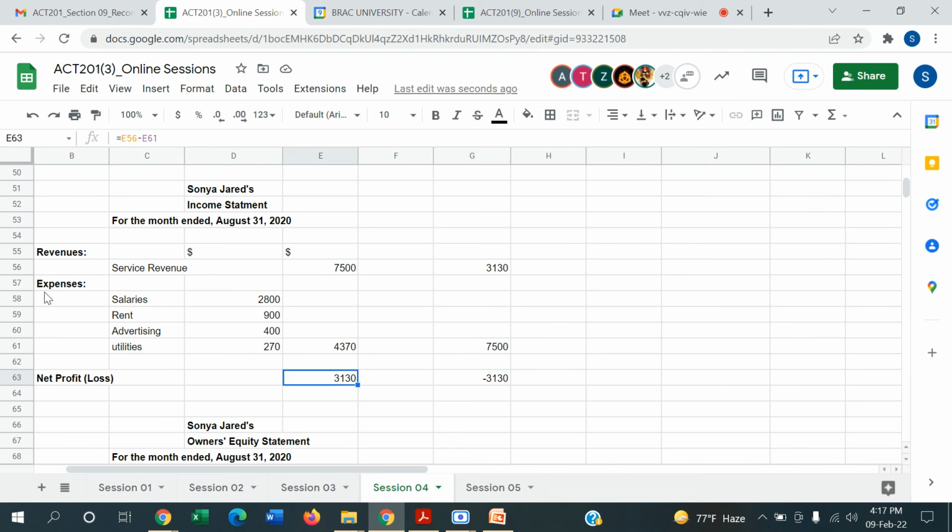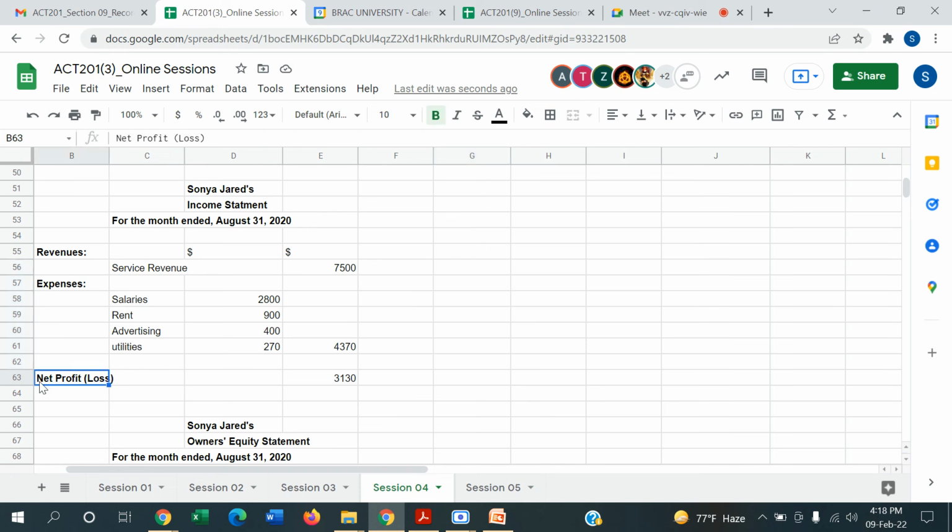This is why I am suggesting you follow the same format: revenue, expense, and net profit (loss) in brackets. From the results we will find out whether it's a loss or a profit. If the result is negative, it indicates a loss. If the result is positive, it indicates a profit. It is better to follow the same format throughout your life to handle accounting activities. Is that okay? Have you got it?